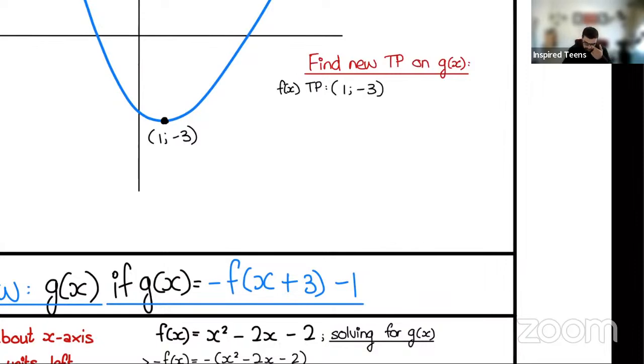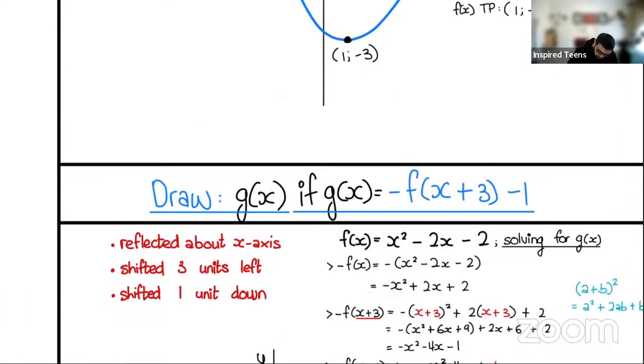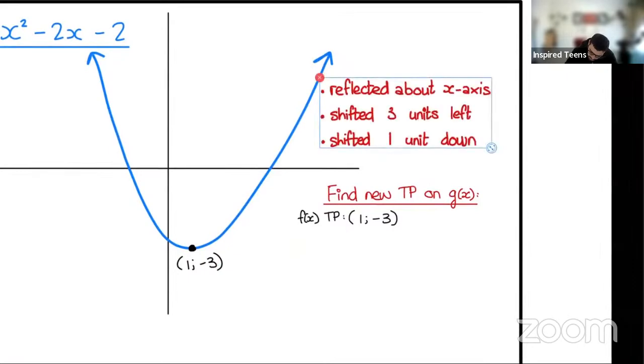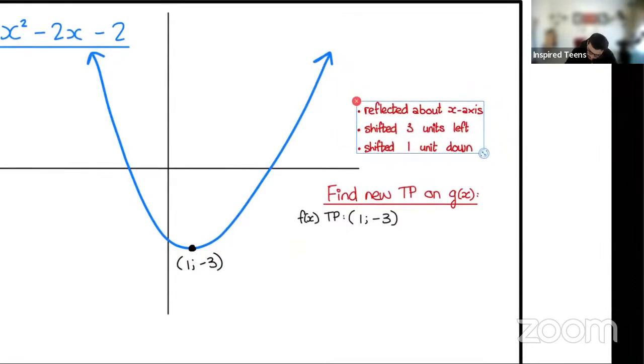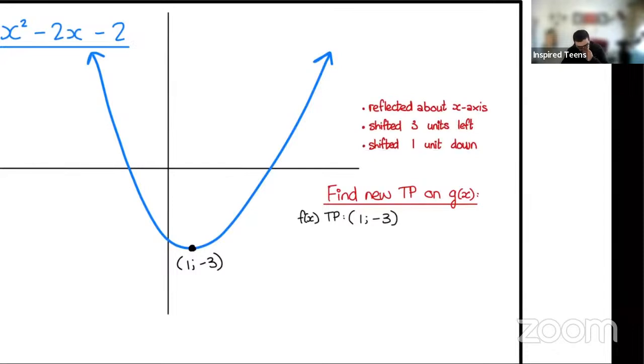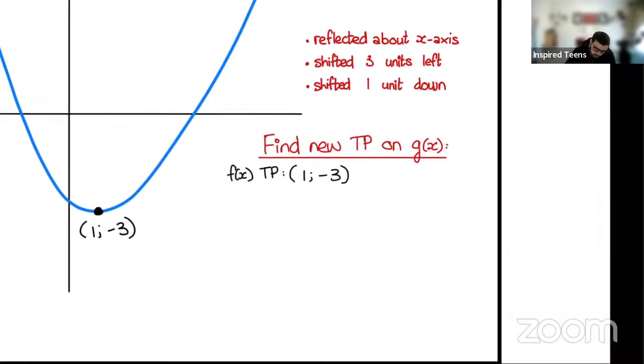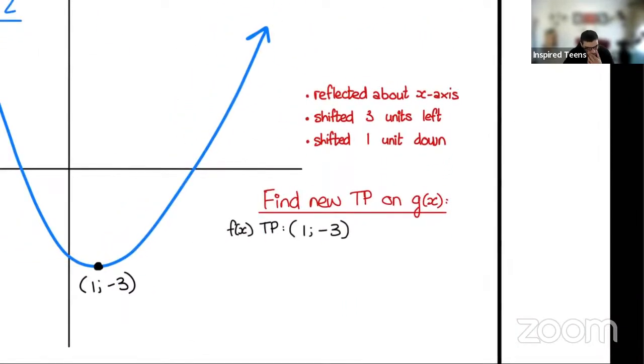Let's look at the changes once more. We can even copy them and bring them over. Remember, what were our changes? Our changes were reflected about the x-axis, shifted 3 units left, and shifted 1 unit down. So this is actually where you can use logic, because we're working on the graph. Let's do the first one.